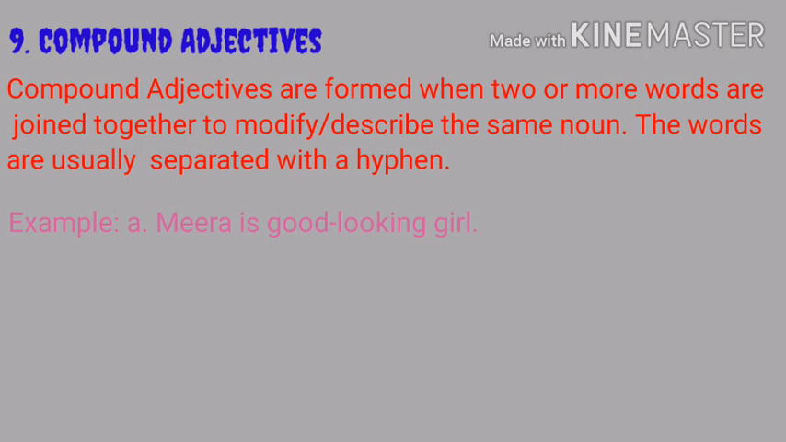For example, Mira is good-looking girl. In this sentence, the words good looking are combined together by separating with a hyphen to describe or modify noun girl, and therefore it's compound adjective.